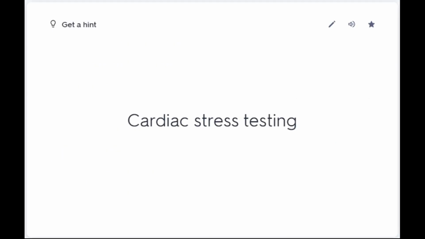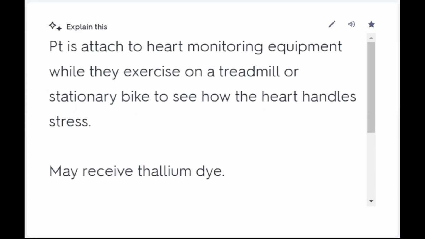Cardiac stress testing. PT is attached to heart monitoring equipment while they exercise on a treadmill or stationary bike to see how the heart handles stress. May receive thallium dye, completed in hospital environment or cardiology setting. Risk of cardiac arrest.